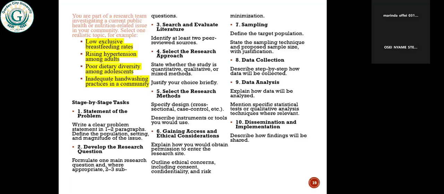These are the questions that you can ask based on the topic of determining the prevalence of low exclusive breastfeeding rates in Kumasi. So whichever way you look at it, they should come directly from the topic that you have stated for yourself. Is it okay?